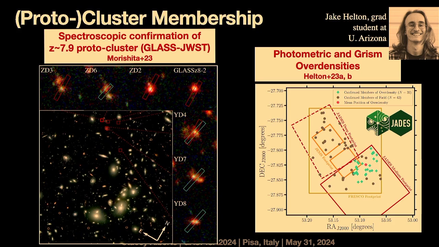And then over here on the right, this is our JADES survey in the GOODS-South field. Using photometric redshifts, we identified an overdensity at redshift 5 or so. So that's these cyan points here. And then we went and confirmed many of them with the NIRCam grism spectroscopy. This is slitless spectroscopy from the FRESCO team.